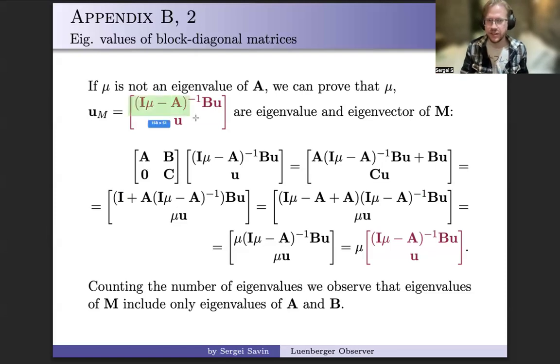For example, this already tells you how eigenvectors would relate to each other in this block diagonal matrix. The theorem was about eigenvalues, but the proof gives you eigenvectors. So, something you get for free. Right. I think that's it. I would stop the recording, and if you have questions, I'll be happy to answer.